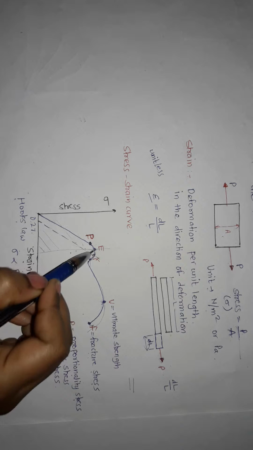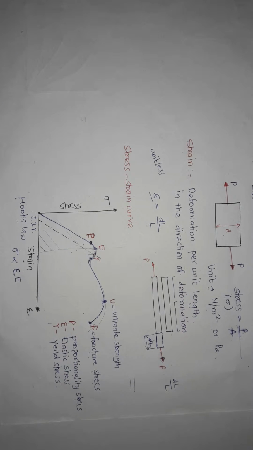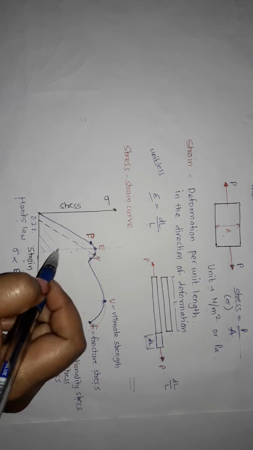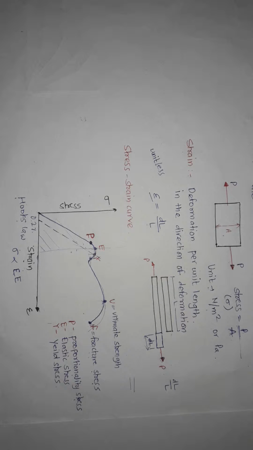Next is E, elastic stress, where in this region Hooke's law is applicable. Hooke's law states that under elastic limit, stress is directly proportional to strain. It means in this region, if the load is applied, the deformation disappears after removing the load. So this type of deformation is called elastic deformation.